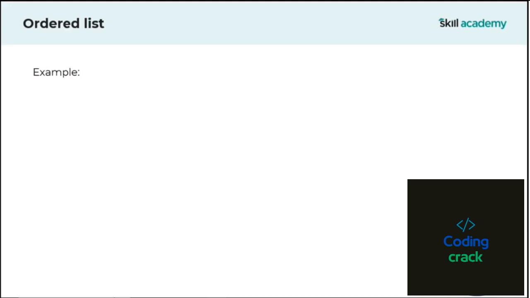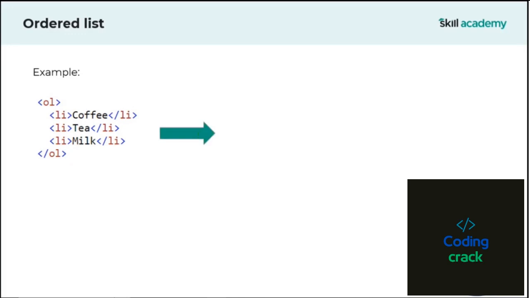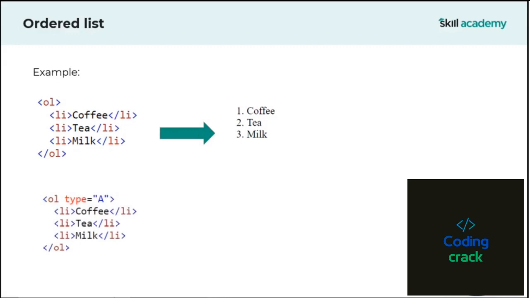So let me show you a quick example of ordered list. Suppose this is how we have written our HTML program: ol, coffee, tea and milk. Now what kind of output will you have? This piece of HTML code is going to represent your set of items in numerical order. Why? Because the default value of the ol tag is 1. So coffee will be 1, tea will be 2 and milk will be 3. But it is not mandatory. I have already told you that we can change the type of our ol tag.